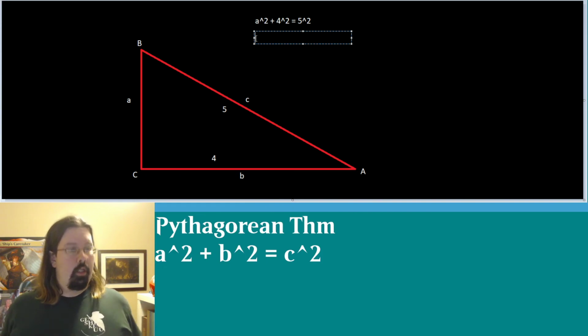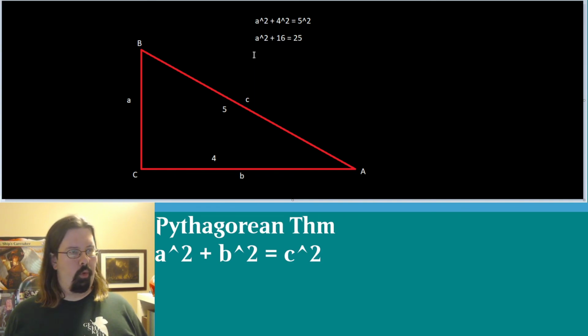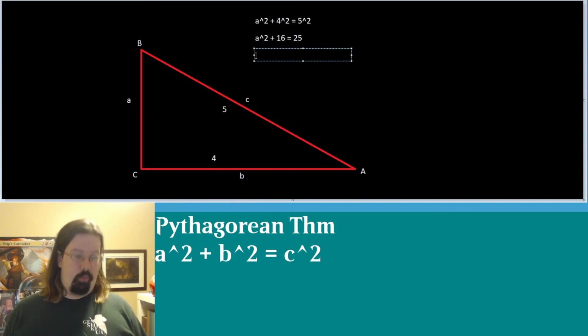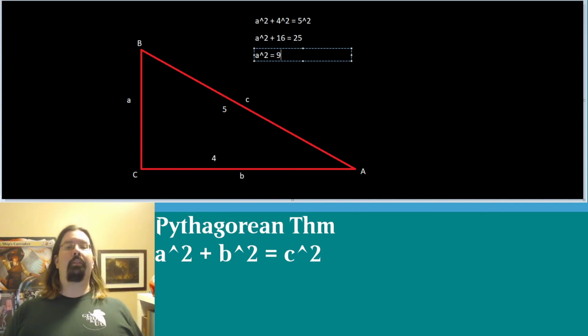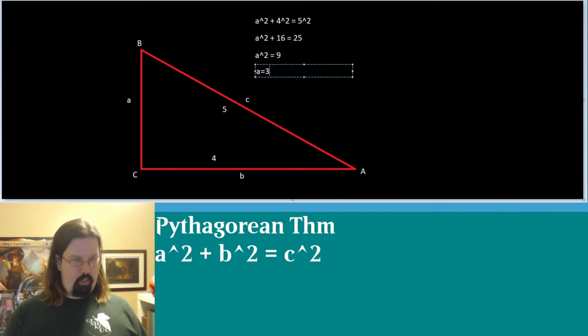Anyway, that's the point. So we still have a squared plus 4 squared is 16 again, and equals 5 squared, which we know is 25. All right, cool. We're cool with that. Now, we need to solve for a squared. So we subtract the 16 from both sides. So we have a squared equals 25 minus 16, which conveniently comes out to 9. And then the square root of 9 is 3.